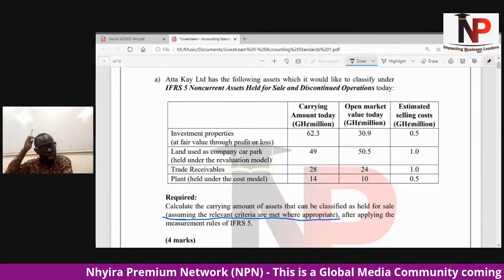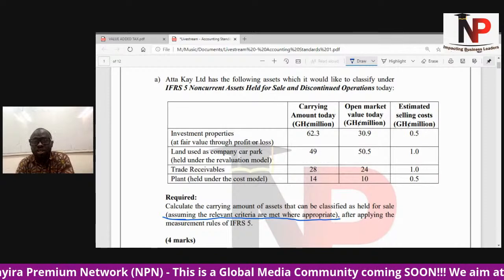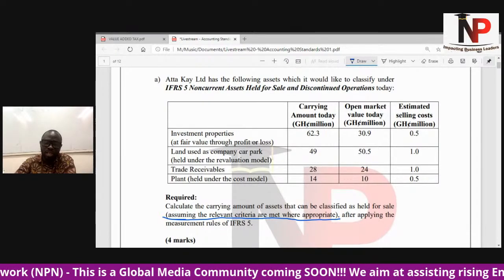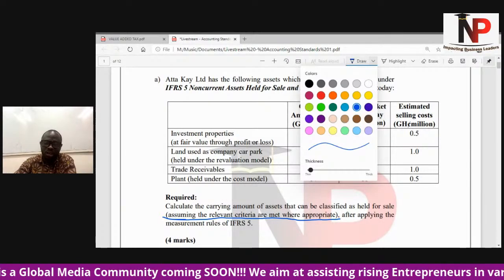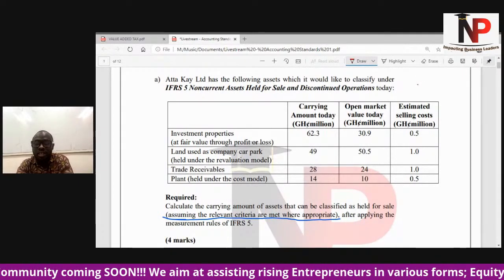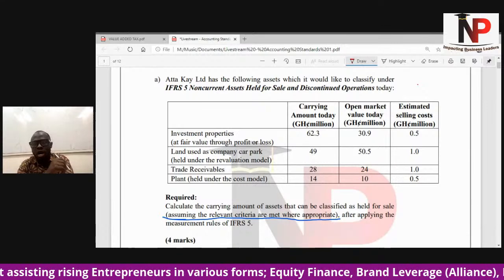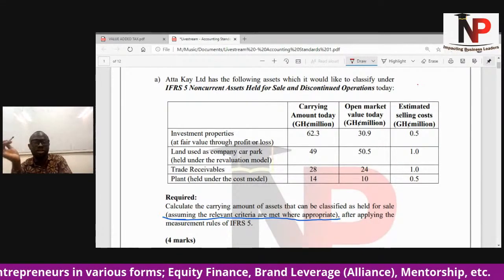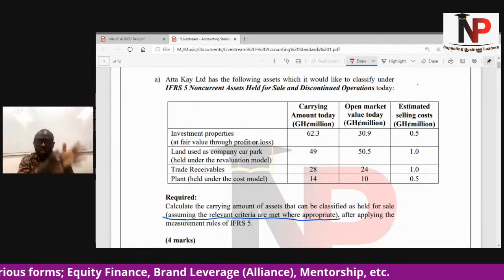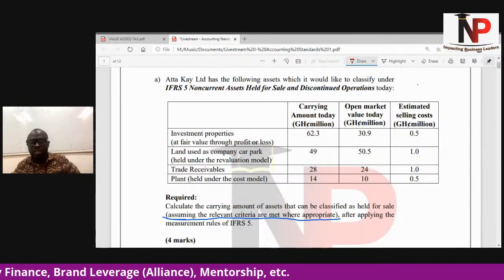So let's come back to our discussions here. Now, before we go into the question, just a brief understanding on IFRS 5, that is the non-current asset held for sale and discontinued operation. Now, with this standard, we can look at 2 things here: non-current assets held for sale, like the name suggests, and discontinued operation.